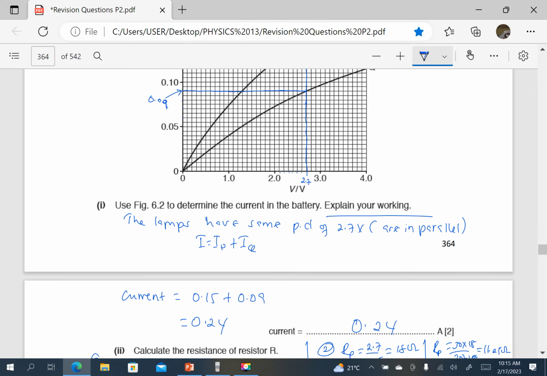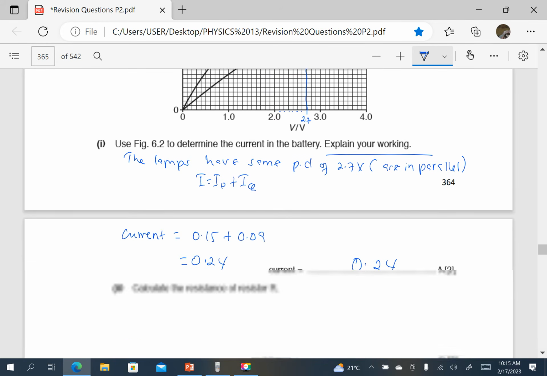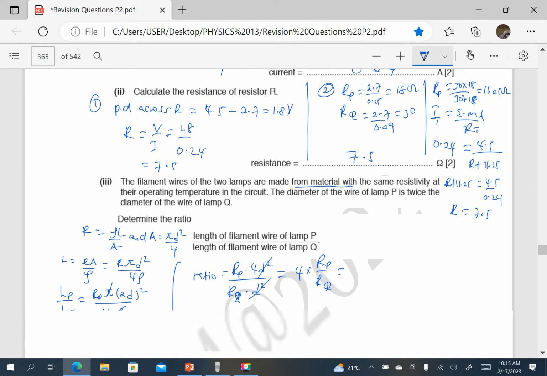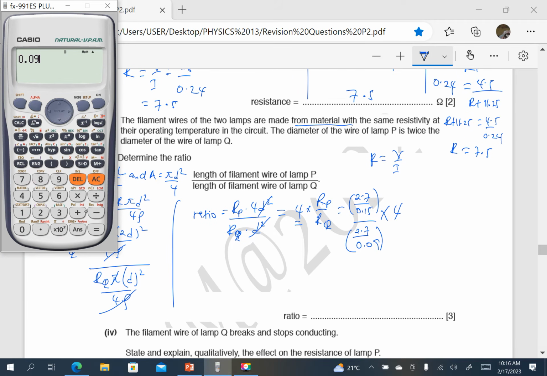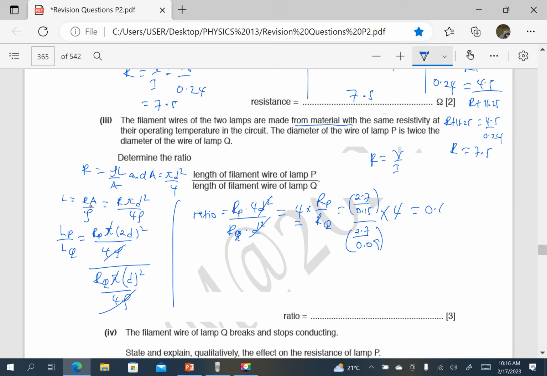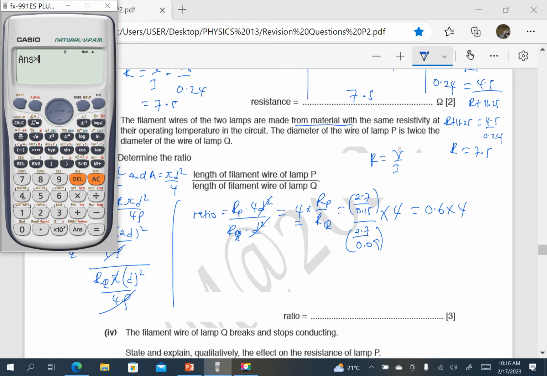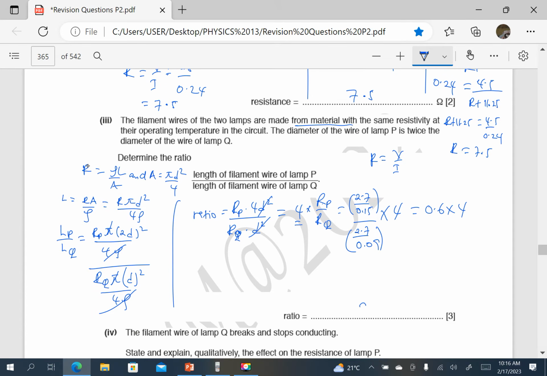What is the resistance of P? We have got it in the second method, but we can find it again. Remember resistance is V over I. Resistance of P will be the PD, which is 2.7, over the current, which is 0.15, divided by resistance of Q: PD is 2.7, divided by the current, which is 0.09, and this is multiplied by this 4 here. So we can verify that 2.7 has cancelled out. So we remain with 0.09 divided by 0.15, which is 0.6. So this is the same as 0.6 times 4, which is 2.4. So the ratio is 2.4.